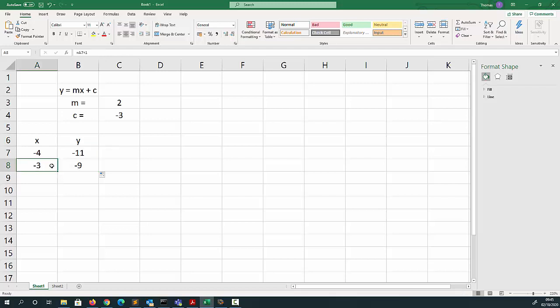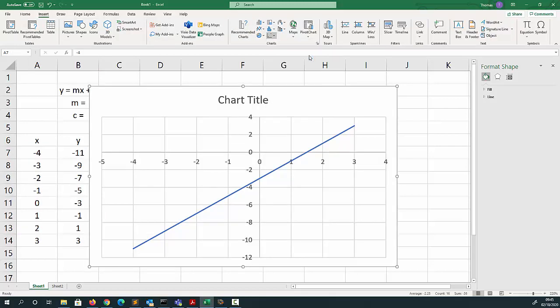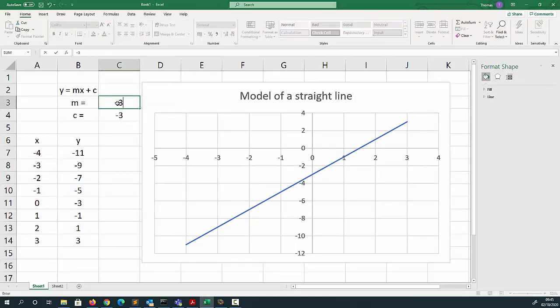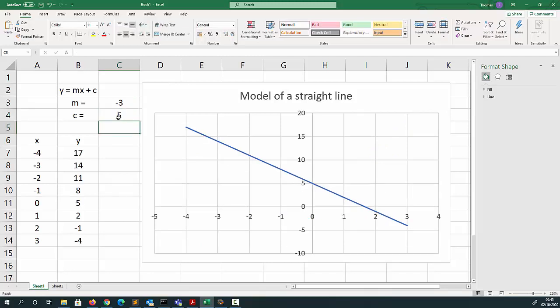So now what I can do is I can copy these cells to get some more values. Now if I block mark the table and then say insert graph, I've now got a graph of a straight line. Now if I change the value of the gradient to say minus 3, the graph redraws. If I change the y-intercept to say 5, the graph makes the appropriate changes.